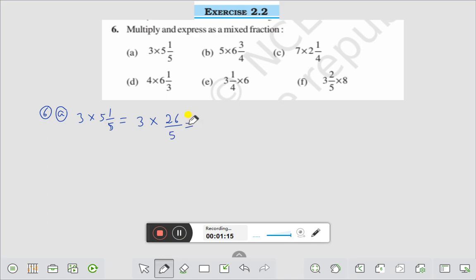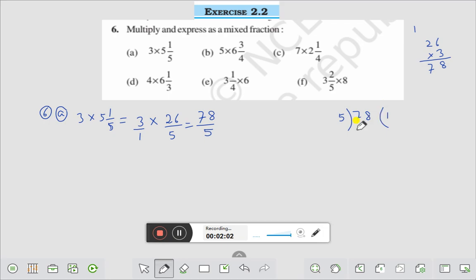Right. Now you have to multiply this 26 with the numerator, this one 3, there is nothing missing, that is 3 by 1. Now 3 into 26: 3 sixes are 18, 1 carry, 3 twos are 6 plus 1, that is 78. It comes to 78, divided by 5 into 1, that is 5. Now I have to divide 78 by 5.